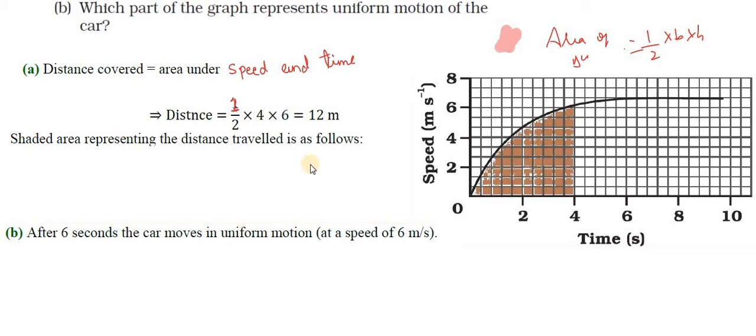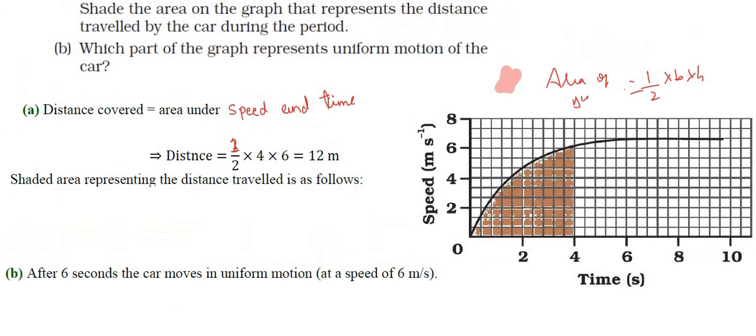Now here, half is constant, the base is 4, and the height is 6. If we simplify that, we get 12 meters. So this shaded area represents the distance traveled.